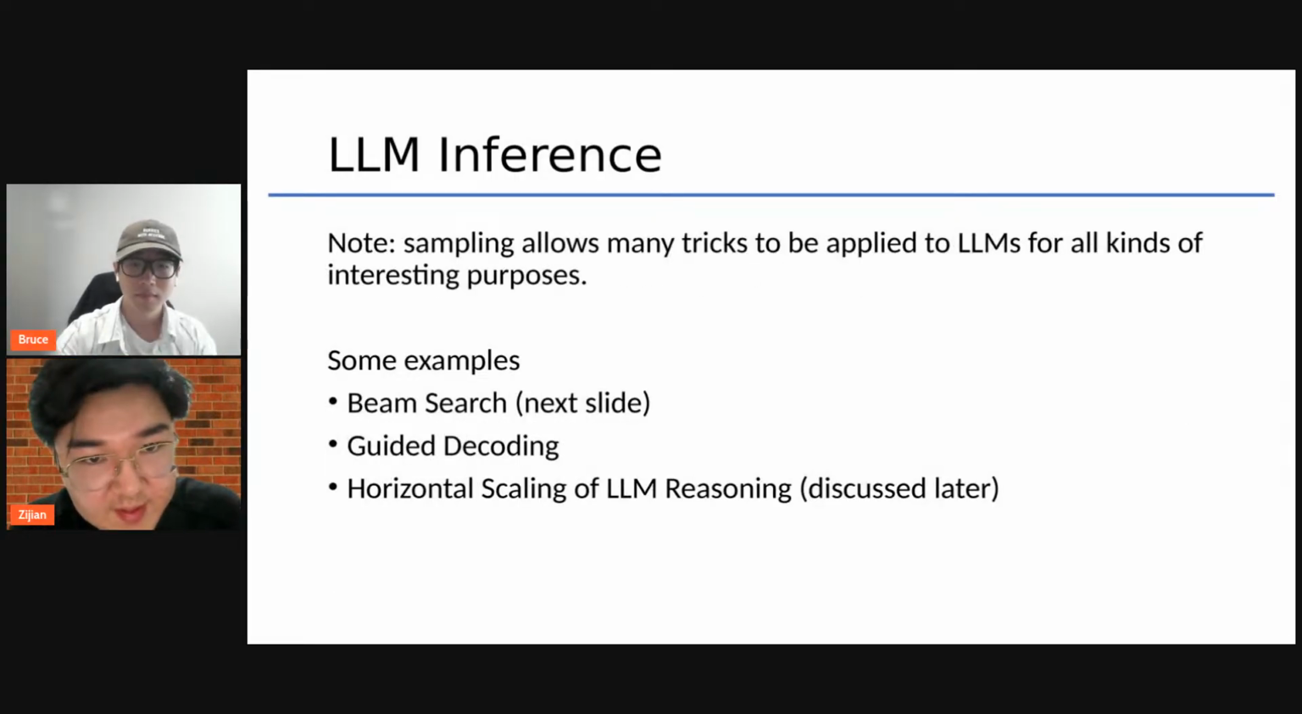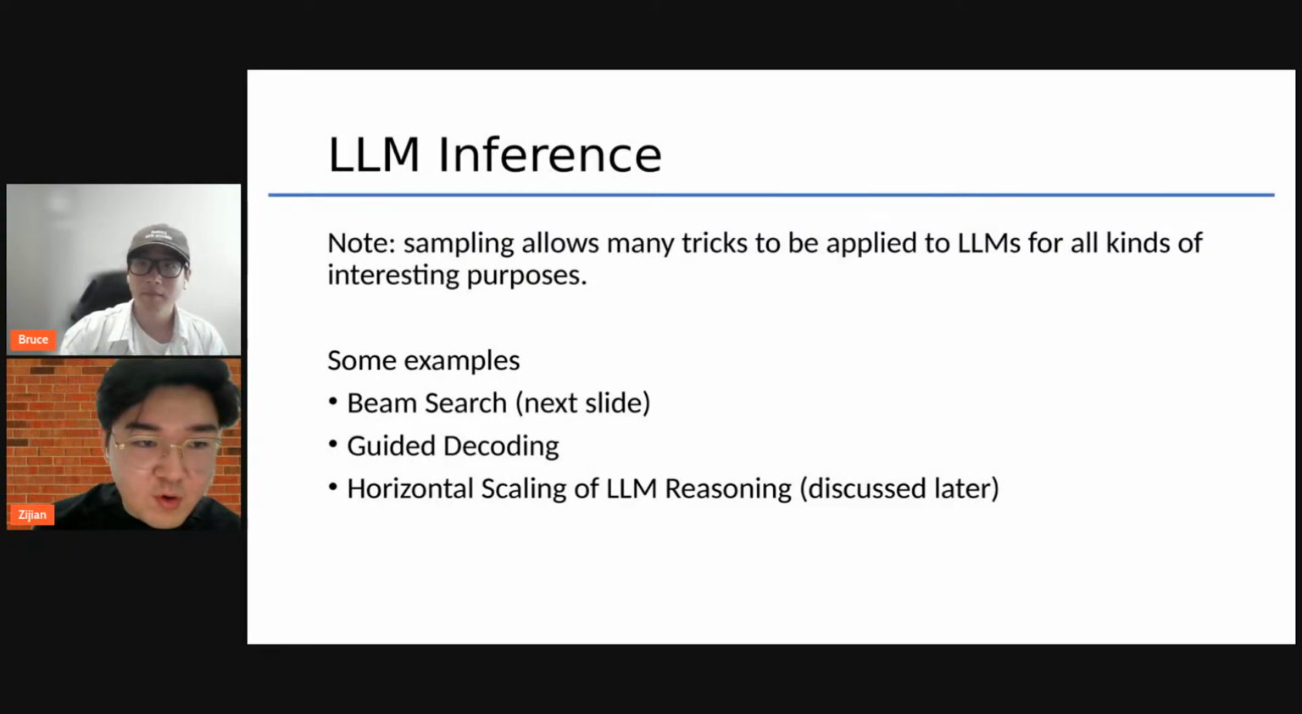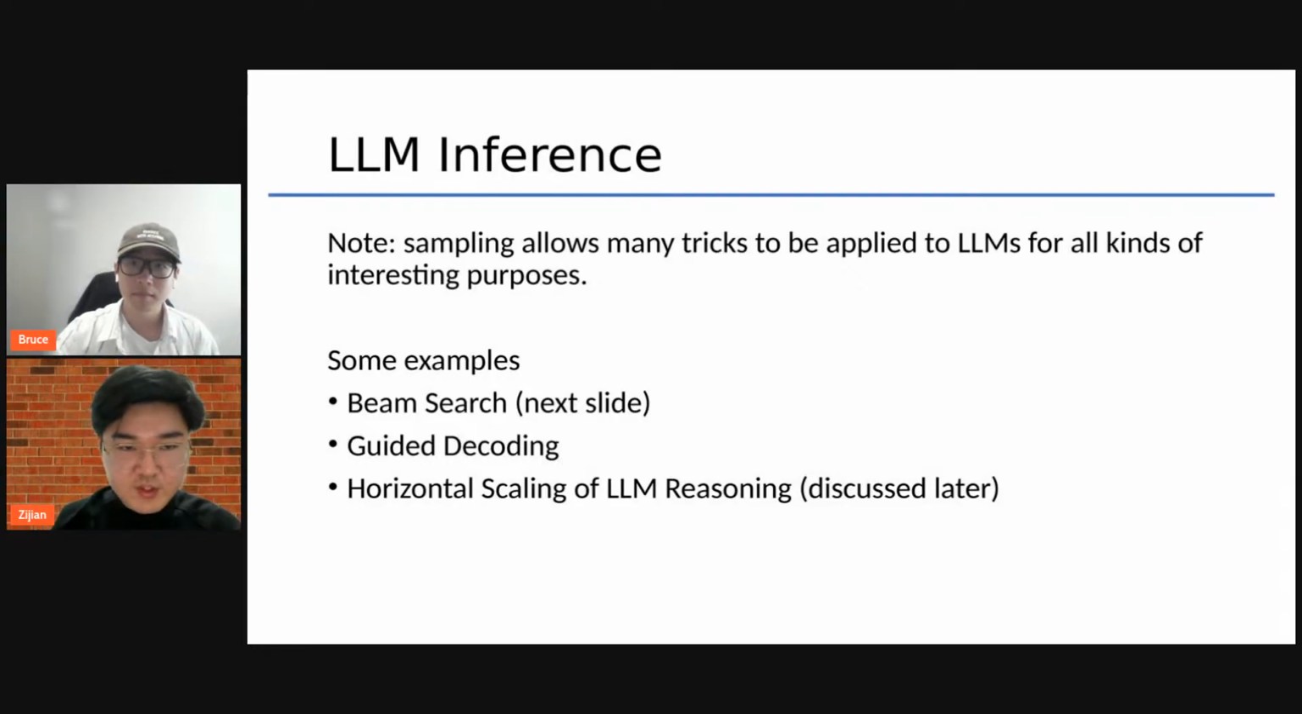Now, sampling is a very important aspect of LLM inference because it allows many tricks to be applied for all kinds of interesting purposes. Some examples include beam search, guided decoding, and horizontal scaling of LLM reasoning. In this talk, I will talk about two examples, beam search and horizontal scaling. I encourage you to search online and do your own research about guided decoding, which is also very important, especially if you want the LLM to produce some structured output.